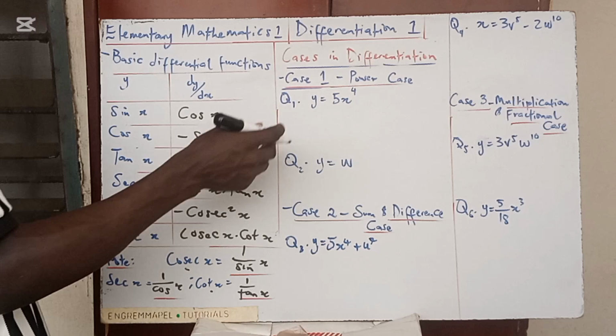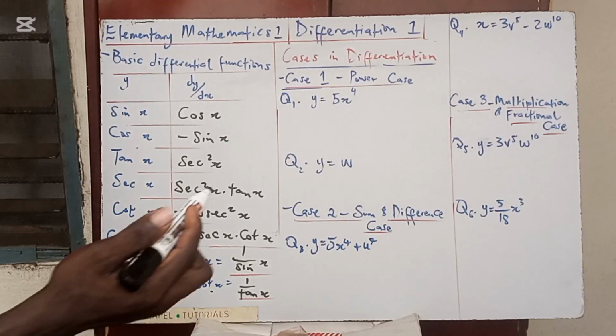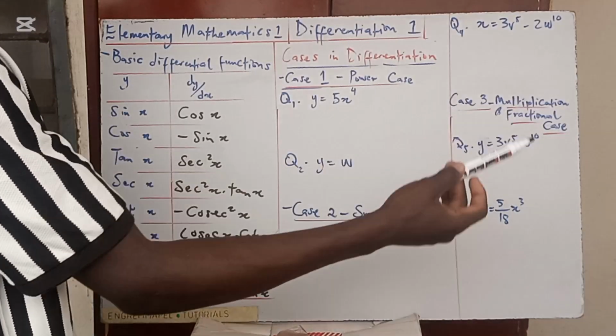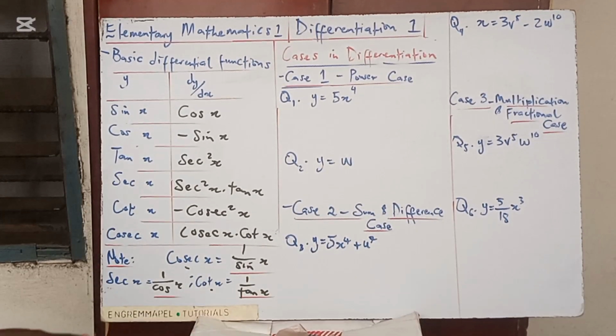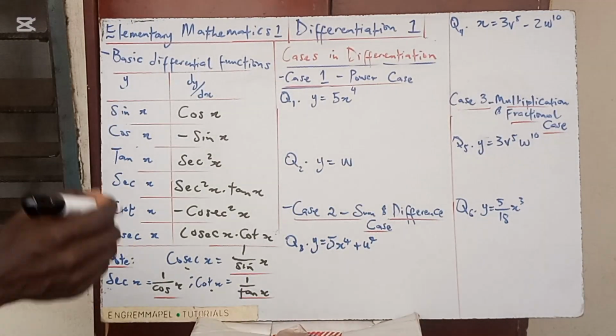Now without wasting much of our time, we are moving to cases in differentiation. We have different kinds of cases. As we can see, there is the power case, there is the sum and difference case, there is the multiplication and fractional case, and there are some cases where we can also have a combination of case 2 and case 3. So let us pay full attention.